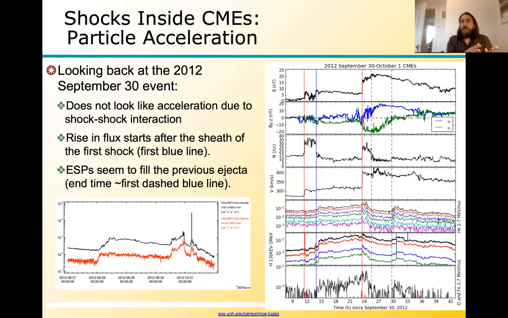So let's look back at the same event. The one I love is September 30, same plot. I just added here the keV and MeV protons. And you can see that there is an enhanced level of energetic particles. It doesn't start at the first shock. Again, this red line is shock 2. It starts fully at the start of the ejecta. So it's as if this shock, propagating through a previous CME, is able to fill entirely this previous ejecta with particles. And I think it's something interesting.